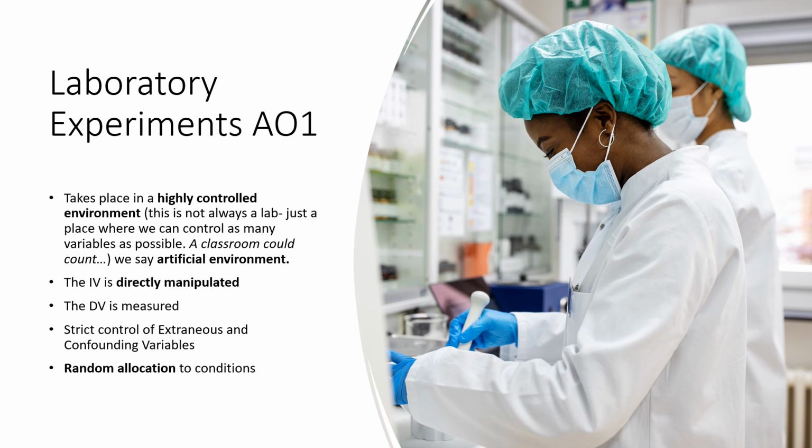So you as the researcher have got the most amount of control in a laboratory experiment. You would randomly allocate your participants. So you would be telling the participants who's drinking the tea, the water, or the coffee. So in each of these different types of experiment, we've just looked at the lab experiment, that's the AO1.